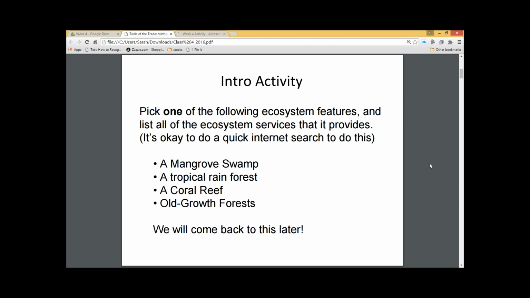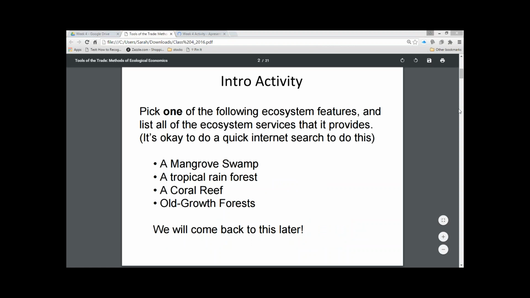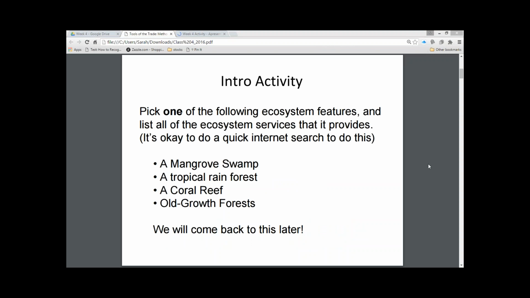We talked very briefly about ecosystem services last time, and we will be talking about them a lot more this time. So Erin has shared a link in the chat to the first part of this activity. If you want to go there, pick just one of these ecosystem services or ecosystem features and try to list all the things that it provides, particularly the stuff that we don't pay anything for, that nature provides to us for free. So try to think about what those might be. It's totally fine to do internet research to pull some of these up.